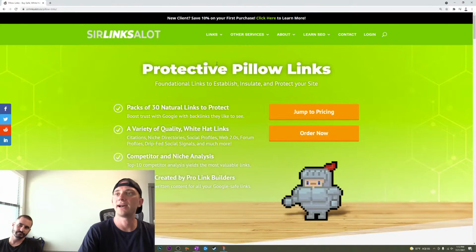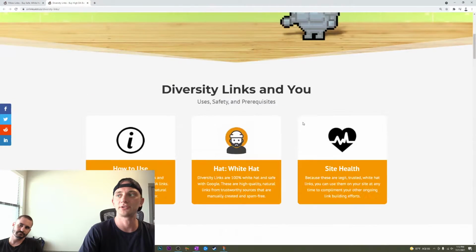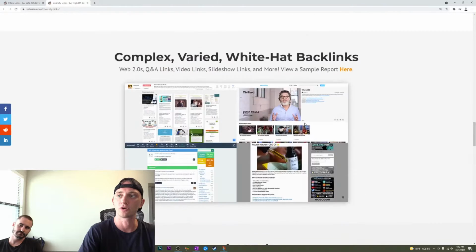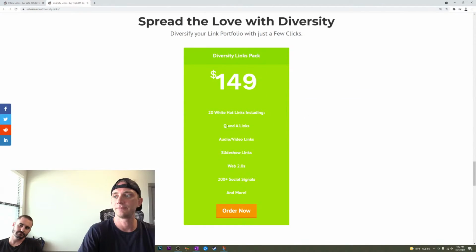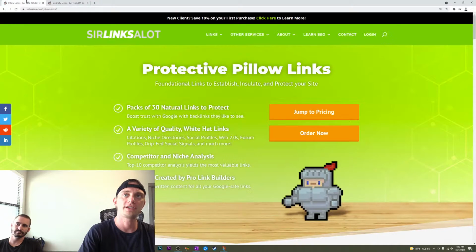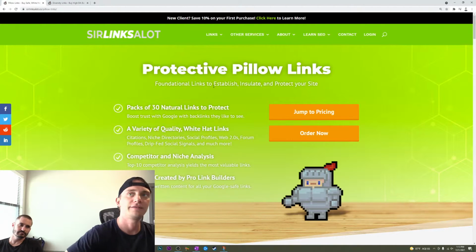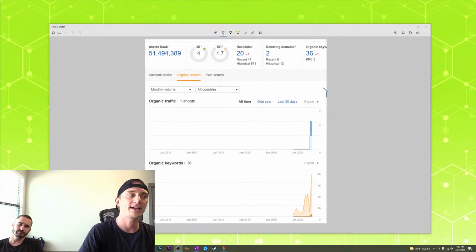We also sell another pack, diversity links, which are also pillow links. They're just a little bit more work goes into these ones. So Q&A links, stuff could be on sites like Quora or whatever. Audio links, video links. A video link would be like a link from sites like YouTube. Slideshow links, Web 2.0s. These are all just different types of pillow links you can get. We like to do a good amount of these in the very beginning of the building process for a site.